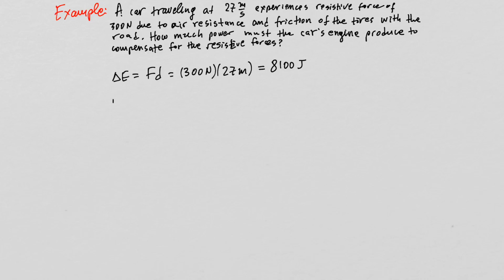To calculate the power that needs to be developed by the engine to counter the effect of those resistive forces, we are going to divide that change in energy by the time it takes for that change to happen. So this would be 1 second. And so we have delta E divided by delta T. That will be 8,100 joules divided by 1 second. So this is 8,100 watts. So the engine must produce power of 8,100 watts to overcome just the resistive forces due to air resistance and the friction with the road.